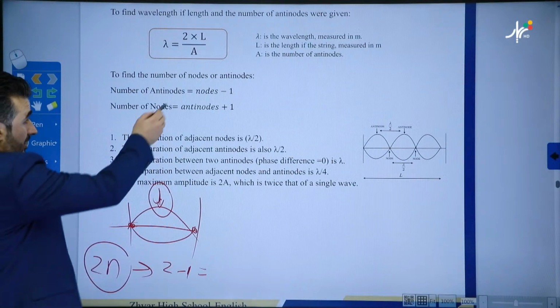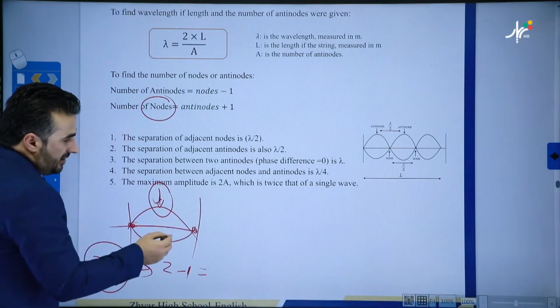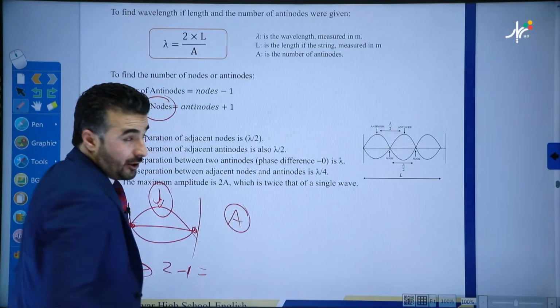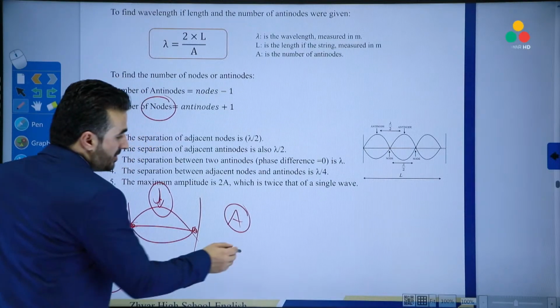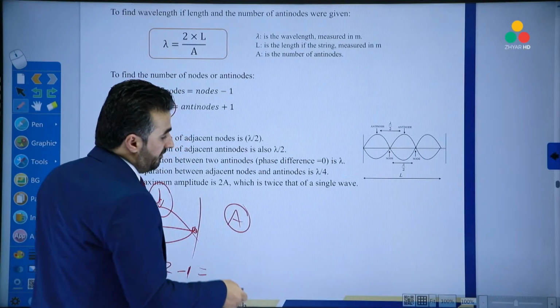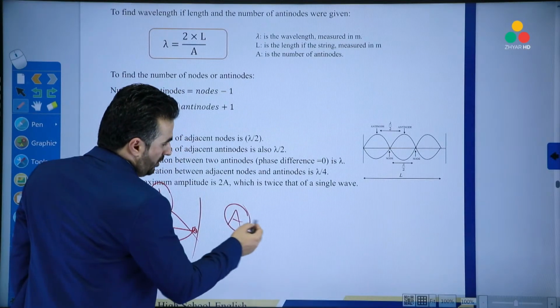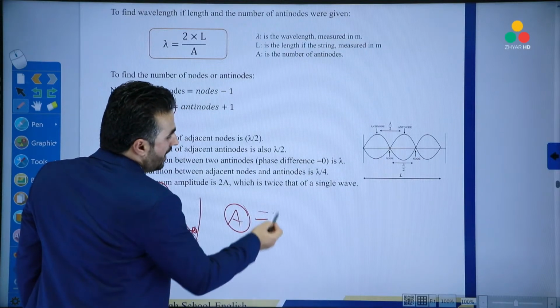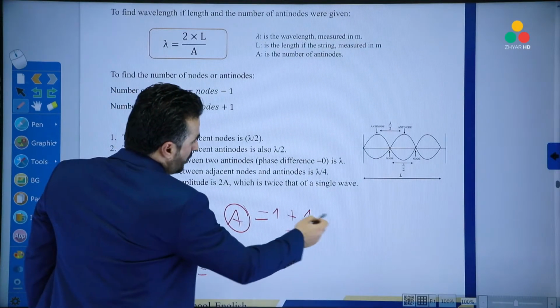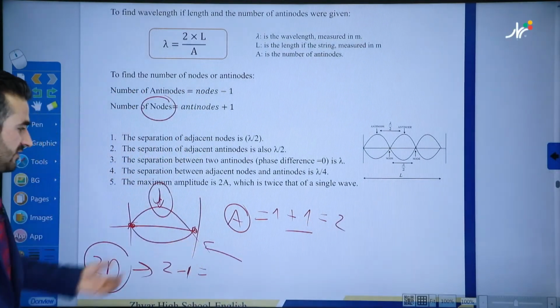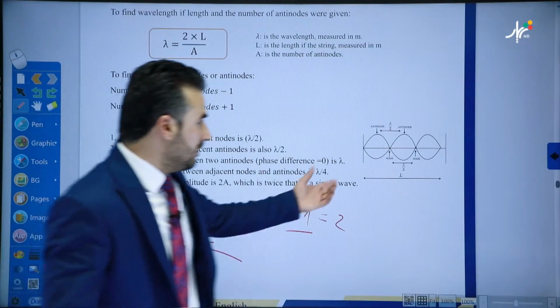Let's say we want to find the number of nodes, and you're given the antinodes. So we have, let's say, a wave that has 1 antinode. If you want to find the total number of nodes in this case, we'll just say the number of antinodes plus 1, yeah? So of course we get a total of 2, which is very similar to this one here.